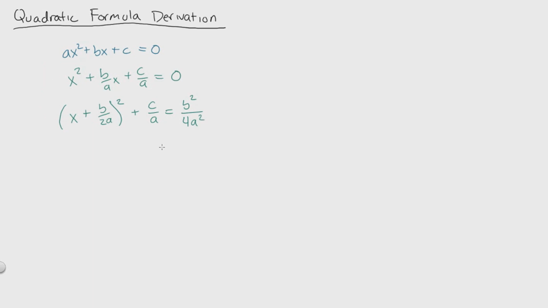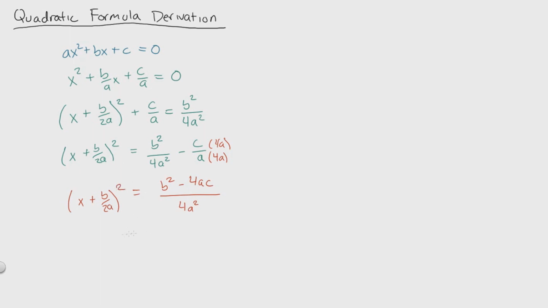Our goal of this problem is to find x. So all we have to do is subtract c over a on both sides. What we get is x plus b over 2a squared equals b squared over 4a squared minus c over a. The next thing I'm going to do is find a common denominator so we can collect these terms. I'm going to multiply the numerator and denominator of c over a by 4a. If we do that, what we get is b squared minus 4ac divided by 4a squared, and that's going to equal x plus b over 2a quantity squared.